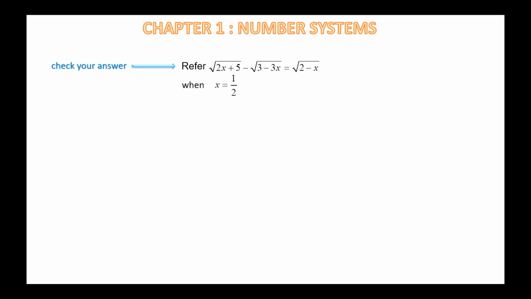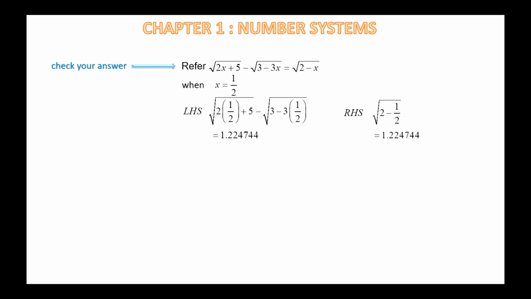When x equals half, from left hand side, root 2 times half, plus 5, minus, root 3 minus 3 times half. So equal to 1.224744. From right hand side, equals root 2 minus half. So equals 1.224744. We can see the result, left hand side equal right hand side.